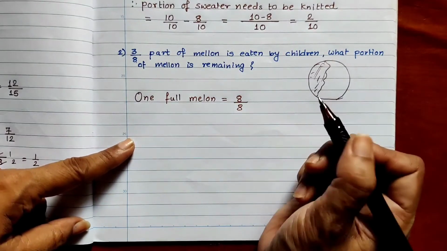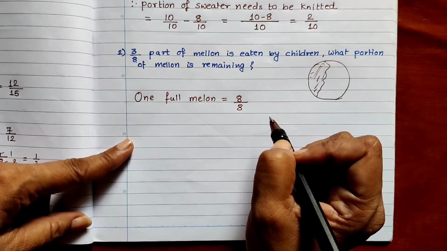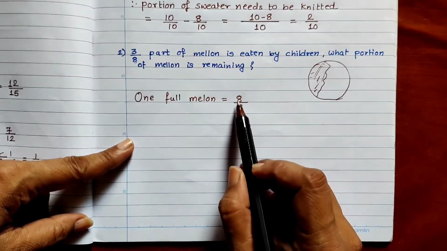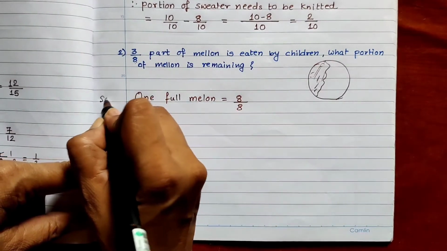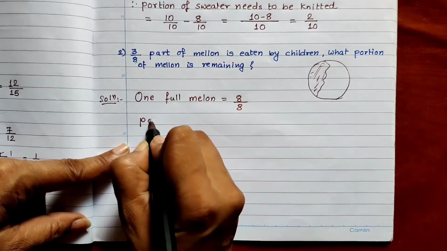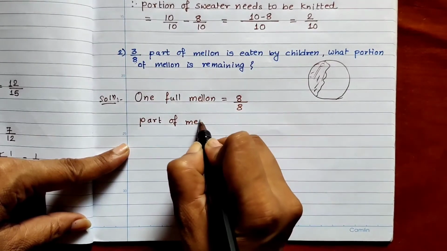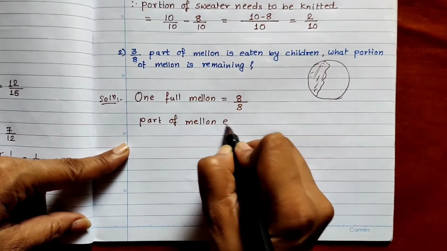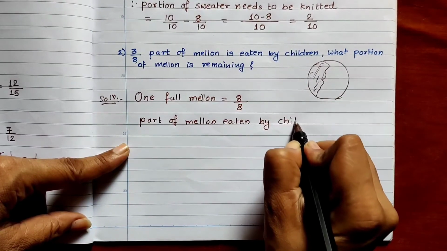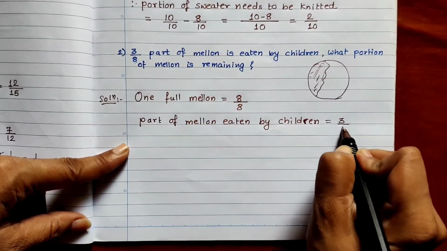Just now I have told you in the previous sum that when numerator and denominator are the same, the answer is always 1. Here the denominator is 8, and that's why we have to write 8 upon 8. Okay, this is the solution. Part of melon eaten by children is equal to 3 upon 8.